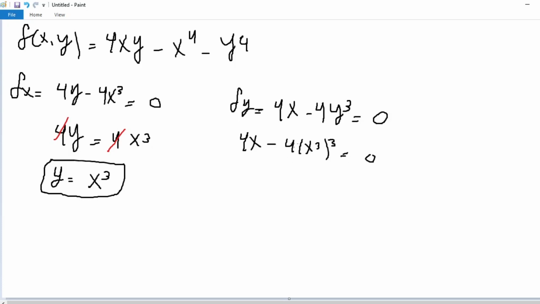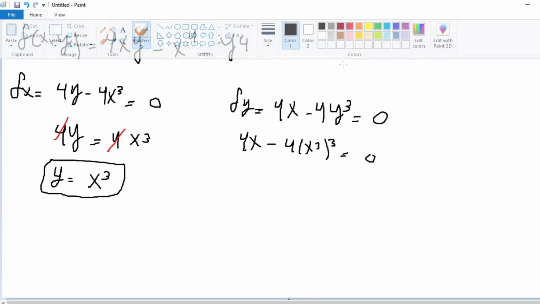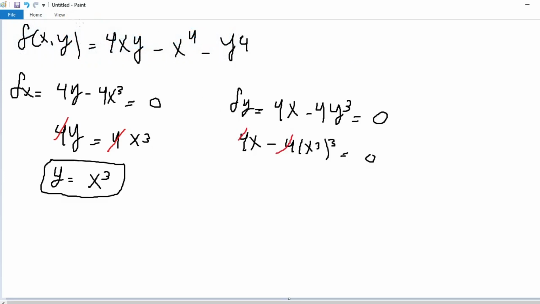The 4 here can also cancel. So what's left is x minus x to the ninth equals 0. So here I can solve this equation easily. We can take x out and then we have x times (1 minus x to the 8th).